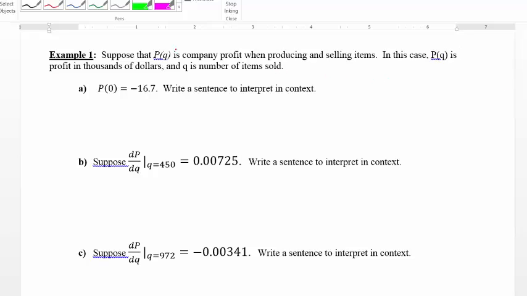Suppose we have a function p of q. It's the company profit when producing and selling items. In this case, p of q is profit in thousands of dollars, and q, the input, is the number of items they sell. So this is just review. If they said p of 0 is negative 16.7, we know 0 is the number of items, and the negative 16.7 is the profit in thousands. So we can say when they produce and sell 0 items, their profit is negative $16.7 thousand, or in other words, negative $16,700.